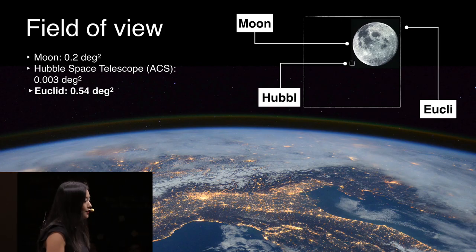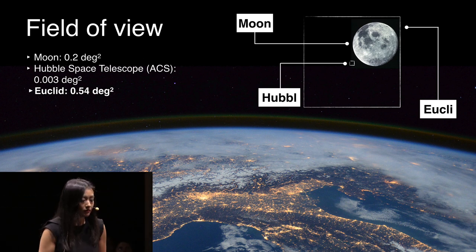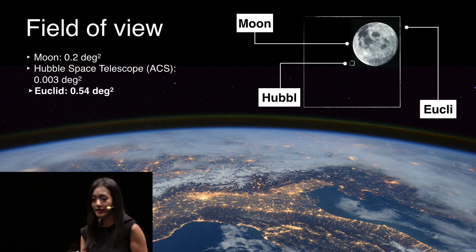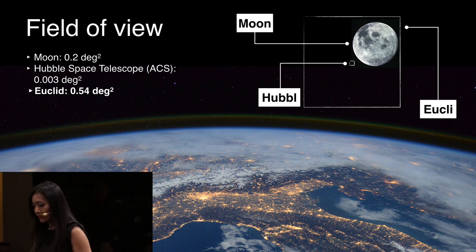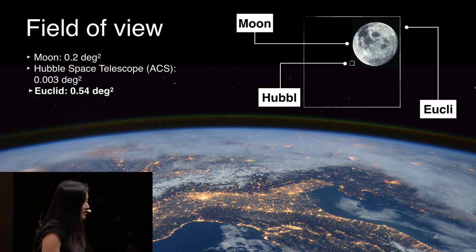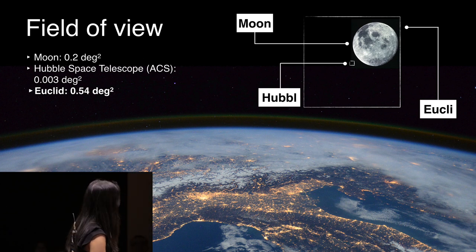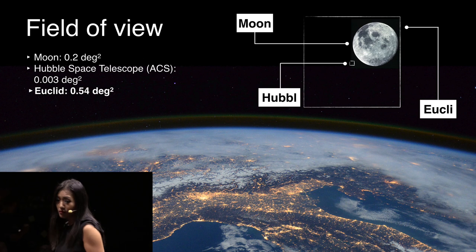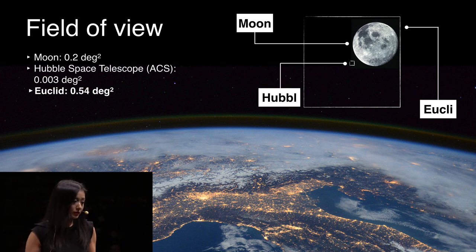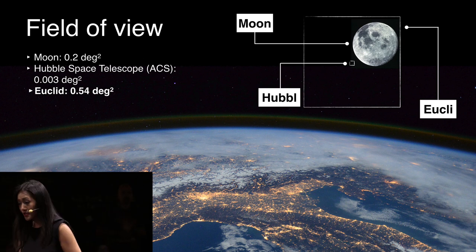To give you an idea of the field of view that Euclid will see, this is the moon. It has a 0.2 square degree area on the sky. Hubble Space Telescope is tiny. It's like a fraction of the moon's area. Euclid, on the other hand, will cover about half a square degree, over twice the area of the moon. It would take Hubble 1,000 years to cover the same area that Euclid will do in its 6 years lifetime.